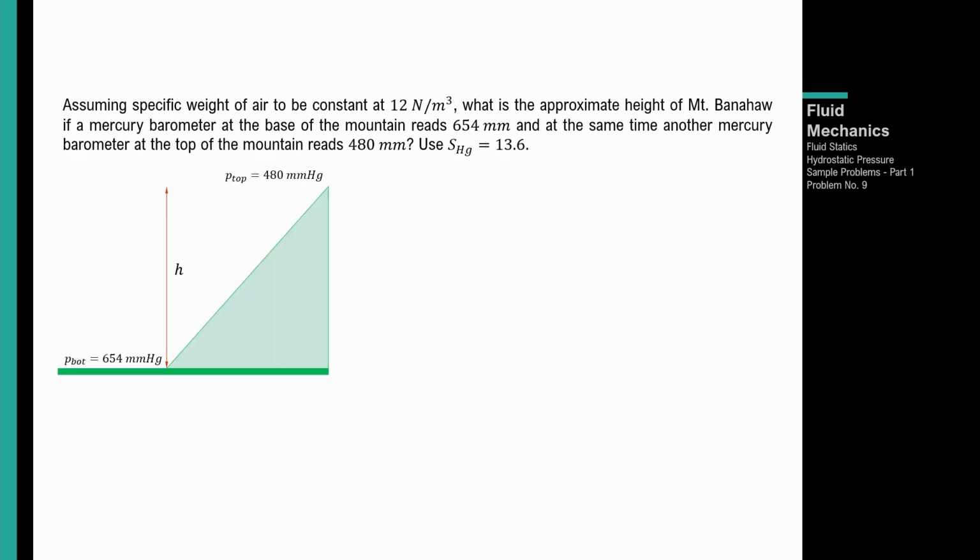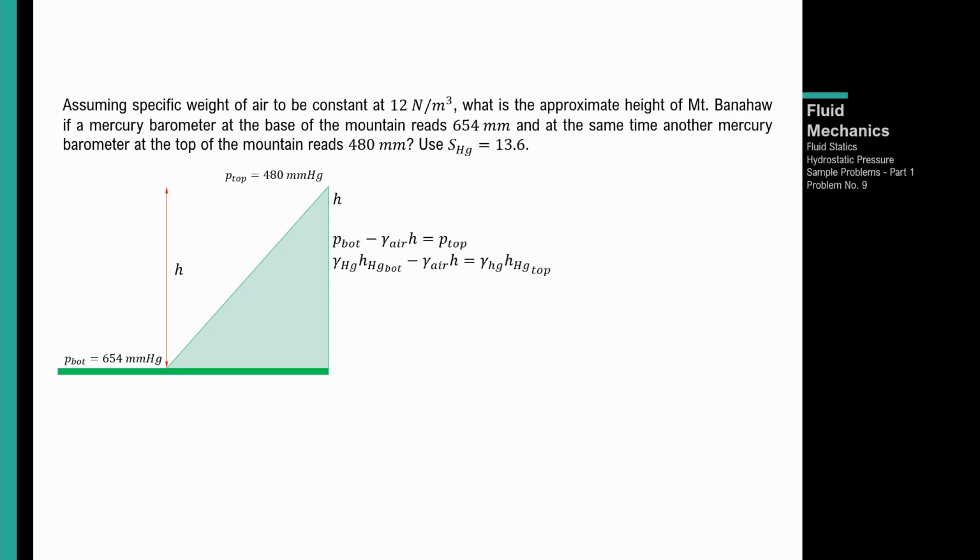So ito yung magiging illustration nun. So sa bottom, so yung pressure, in terms of millimeters mercury, so 654. So pressure is 654 millimeters mercury. Tapos yung pressure sa top is 480 millimeters mercury. So para makuha yung height H, so pwedeng concept din ng kagaya sa manometer. So pressure sa bottom, tapos tumaas ka, so minus gamma H, which is equal sa pressure sa top.